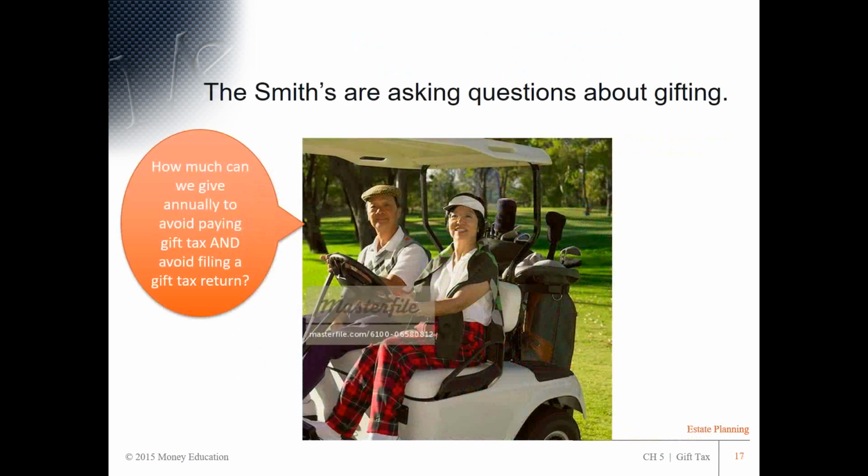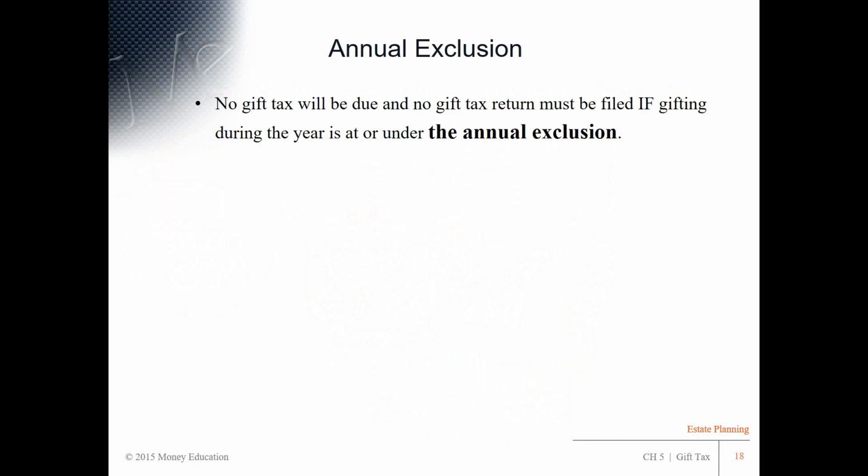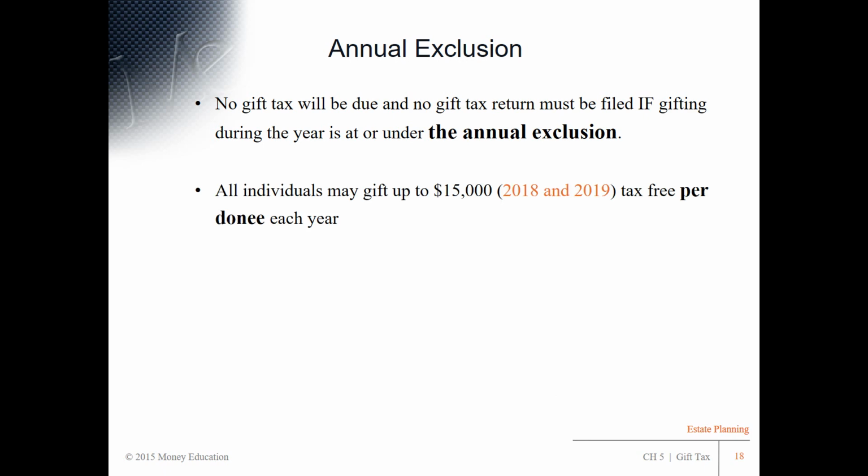Well, they're asking questions. So how much can we give annually to avoid paying the gift tax and avoid filing a gift tax return? So they're kind of aware that there's some kind of annual thing here. So there's an annual exclusion. So no gift tax will be due and no gift tax return must be filed. So it'll be easy if gifting during the year is at or under the annual exclusion. So, all individuals may gift up to $15,000 tax-free per donee each year.